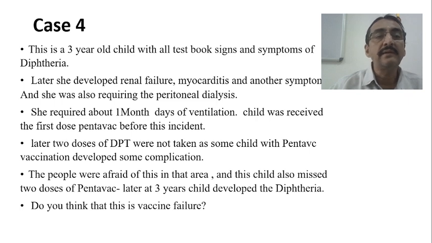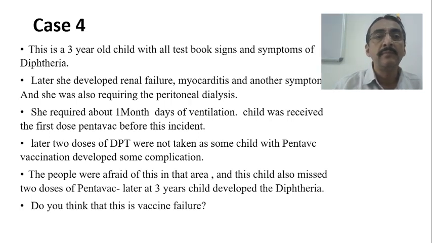Now after that, this female child developed renal failure also. One of the most common complications of diphtheria is myocarditis, so that was also there. Both renal failure and myocarditis were there in this 3-year-old child, and it required peritoneal dialysis. Later this child was kept in ventilation for 1 month, because there was a need for ventilation. So ventilation care was also given to this child. By now the child is almost all okay, no problem.